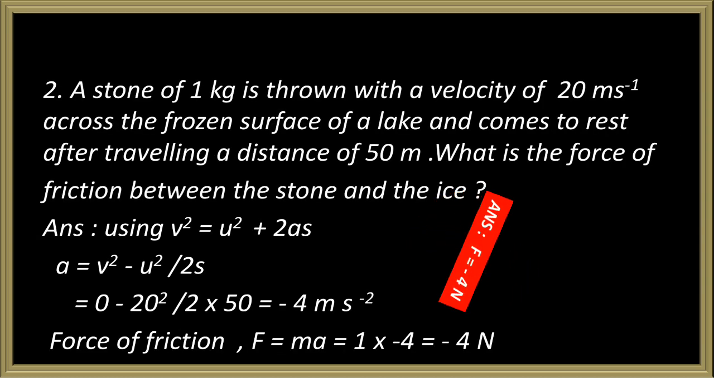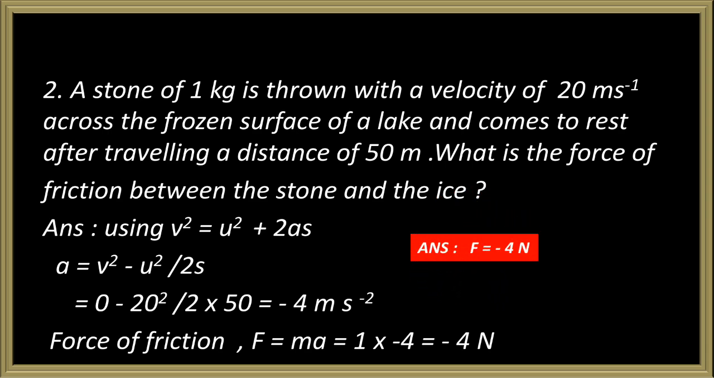Question 2. A stone of 1 kg is thrown with a velocity of 20 meter per second across the frozen surface of a lake and comes to rest after traveling a distance of 50 meter. What is the force of friction between the stone and the ice? Here we can use the formula v square equal to u square plus 2as, or a equal to v square minus u square by 2s. Since the final velocity is 0, initial velocity is 20 and distance is 50, putting these values and calculating, we get a equal to minus 4 meter per second square.